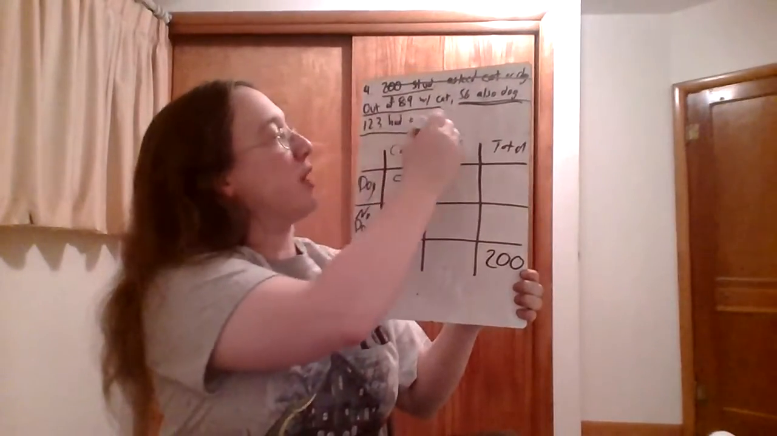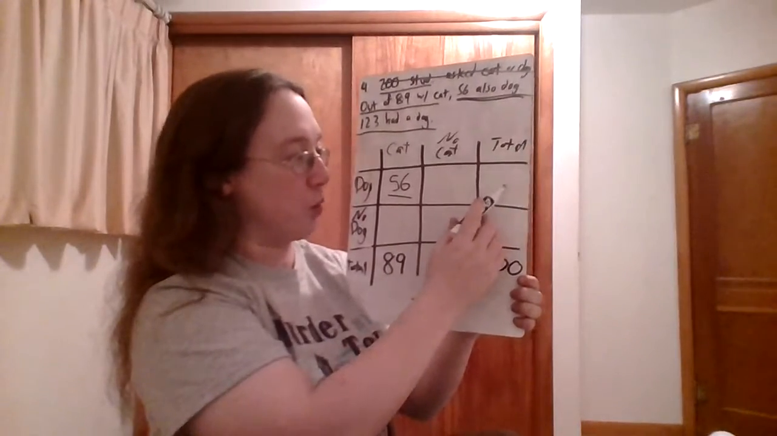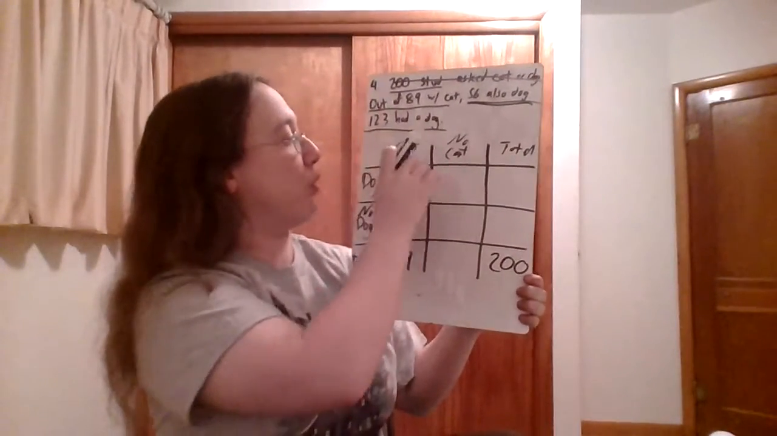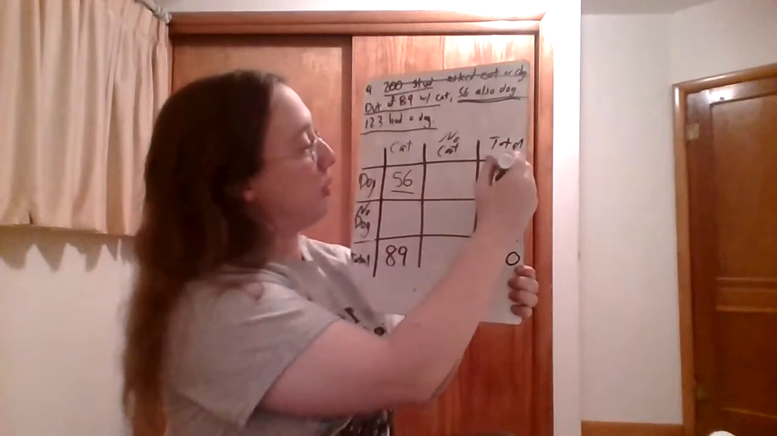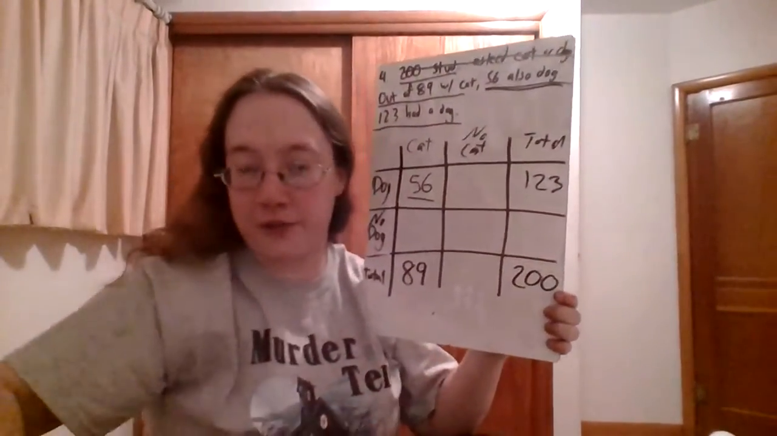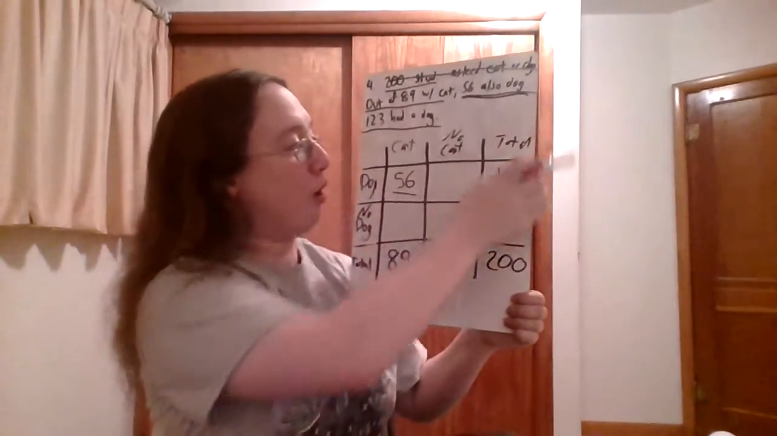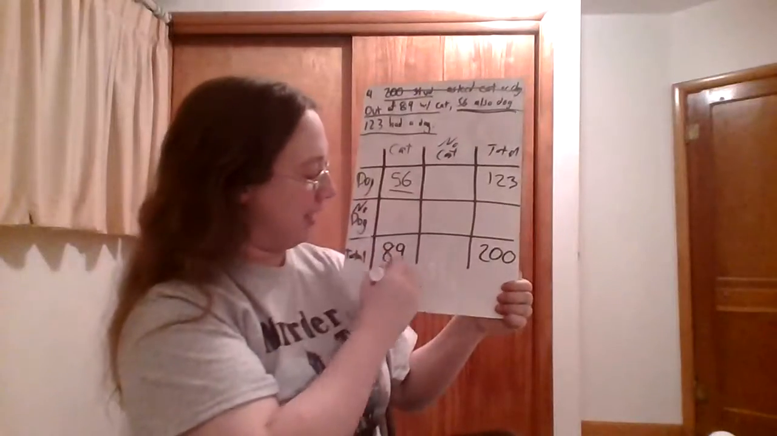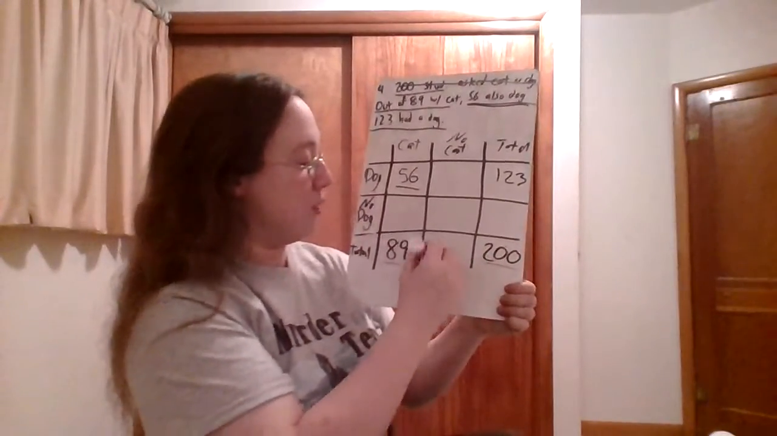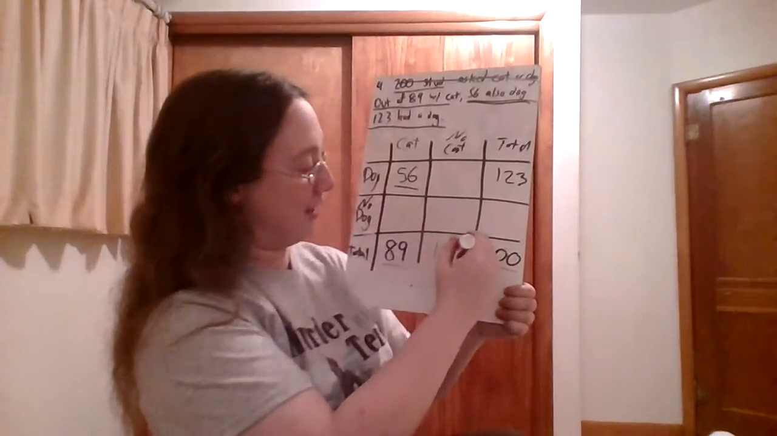And then 123 total had a dog, but that's not going here, because that's going here, because that's our total number of people who had a dog, whether they had a cat or not. So 123 had a dog. Okay, and now we're just filling in our missing spots. Because remember, we need to add up to our total over here. So if we have 89 and 200, we want something here that's going to add up to 200, and that's 111.